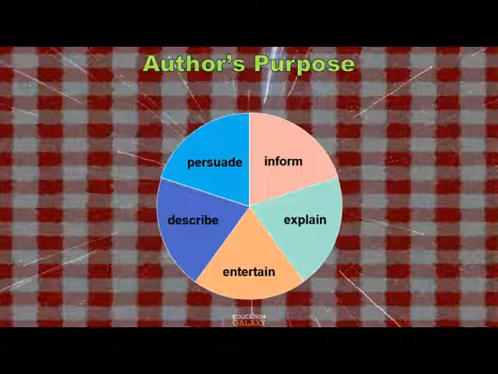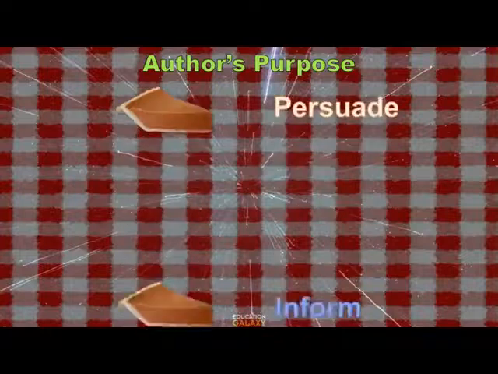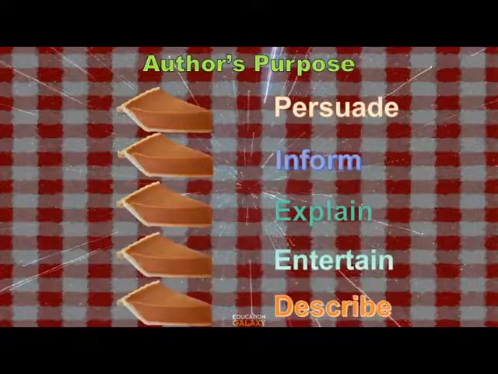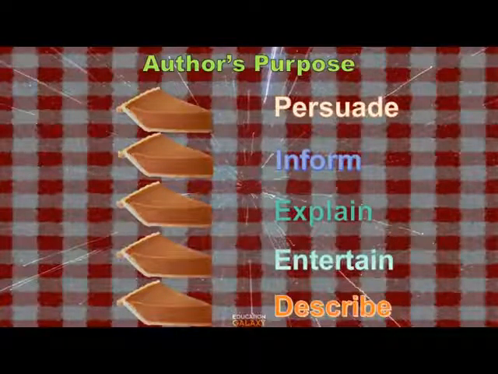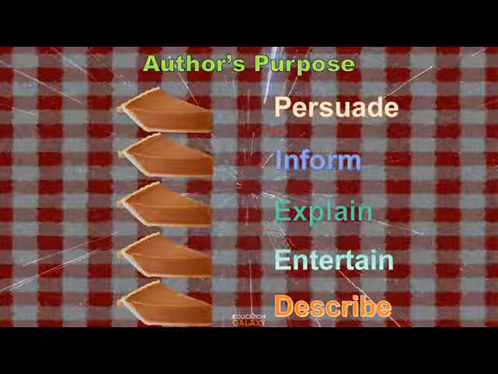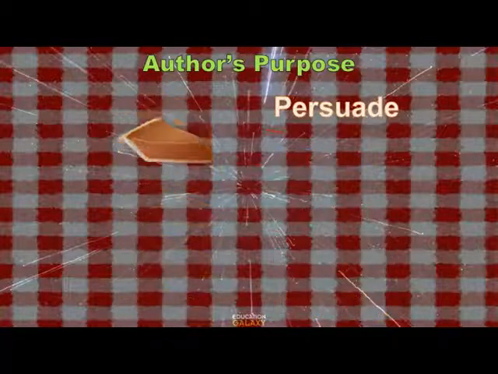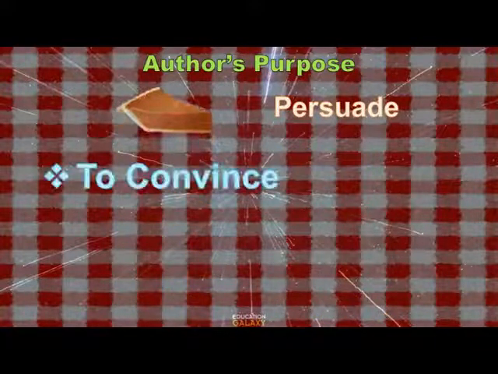So the PIE'D author's purposes are persuade, inform, explain, entertain, and describe. Let's look at this slice by slice. So these are the 5 different important author's purposes in informational texts: persuade, inform, explain, entertain, and describe. Let's look at the first one.